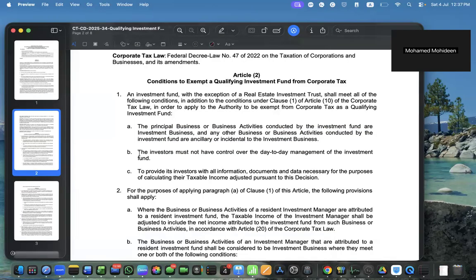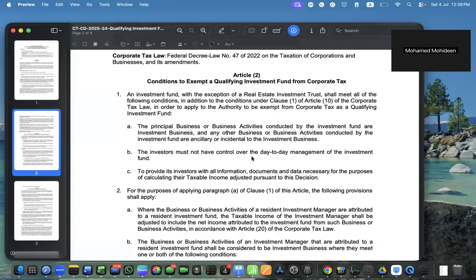Okay. Second condition: additional conditions to clause 1 of Article 10. In addition to that, the investors must not have control over the day-to-day management of the investment funds.